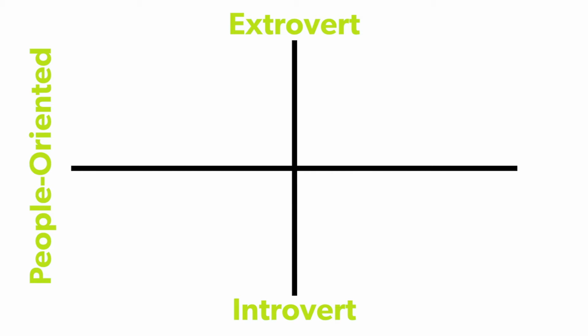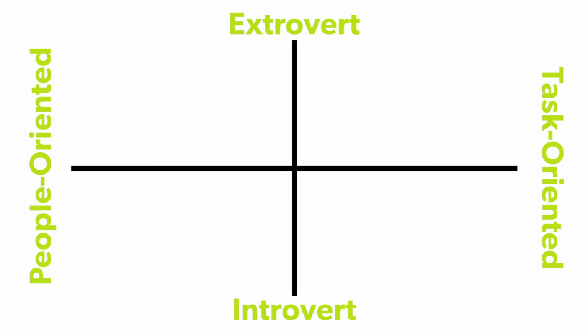At the top of the quadrant, write extrovert. At the bottom, write introvert. On the left side of the quadrant, write people-oriented. And on the right side, write task-oriented. Here is the DISC quadrant for you. Each one of these 4 results falls into one of these quadrants.